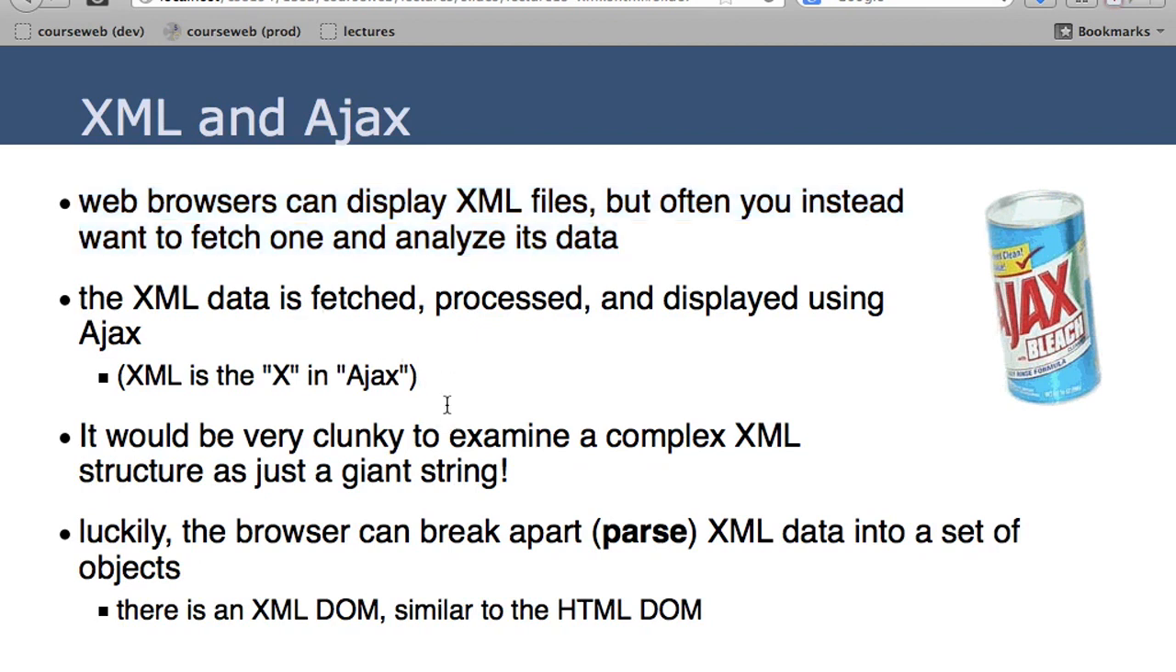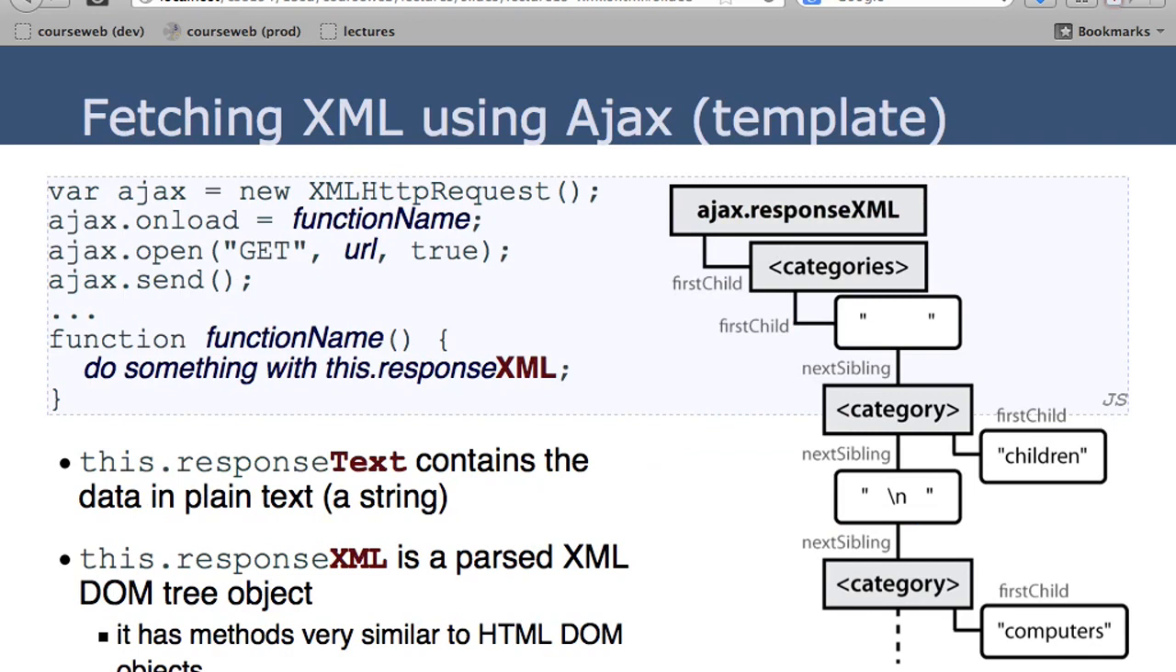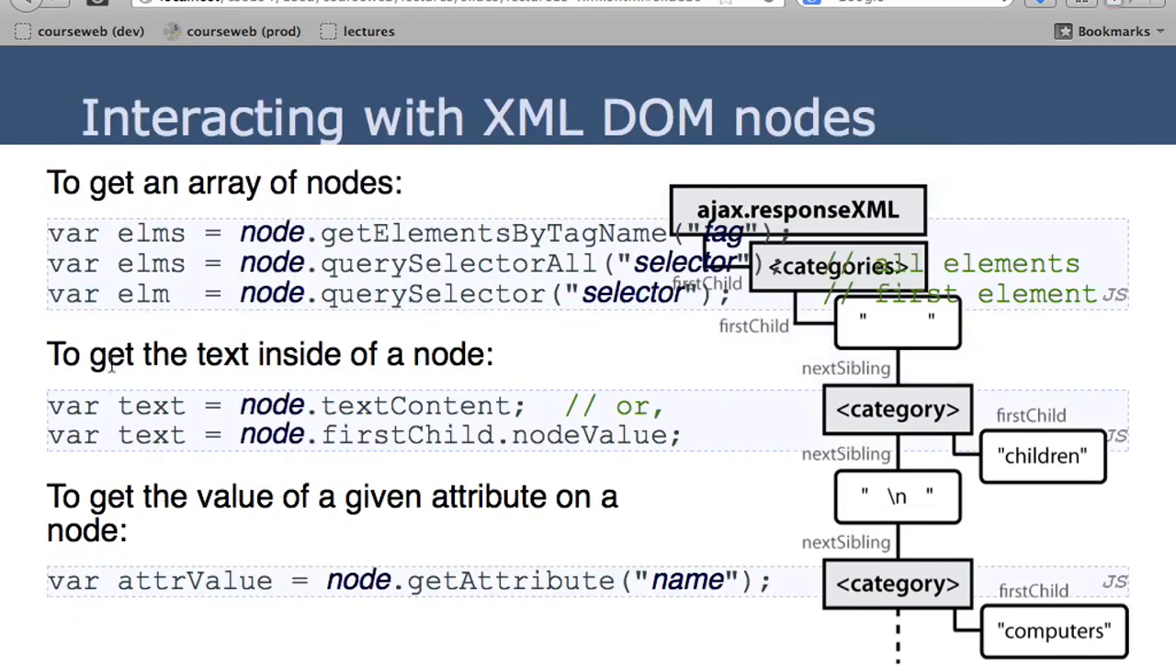So, there is an XML DOM similar to the HTML DOM. This is really why browser makers decided that XML would be a great choice for loading complex information, because the browser already knows how to parse XML. Because it knows how to parse HTML into a DOM, it can also parse XML into a DOM. And so we can use the same standard HTML DOM methods to get information from an XML document.